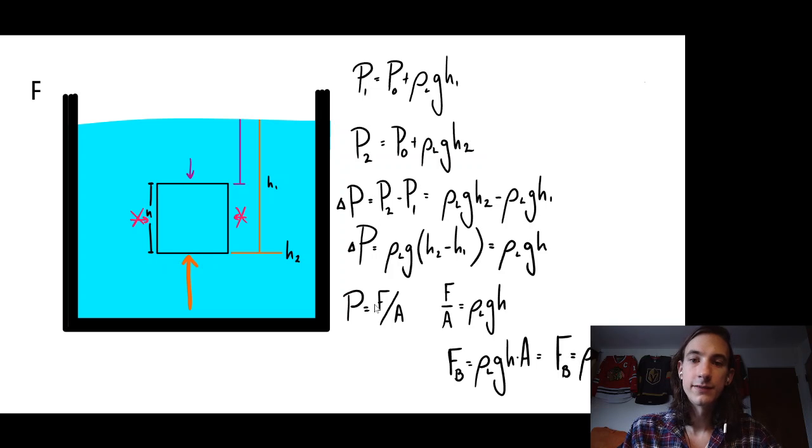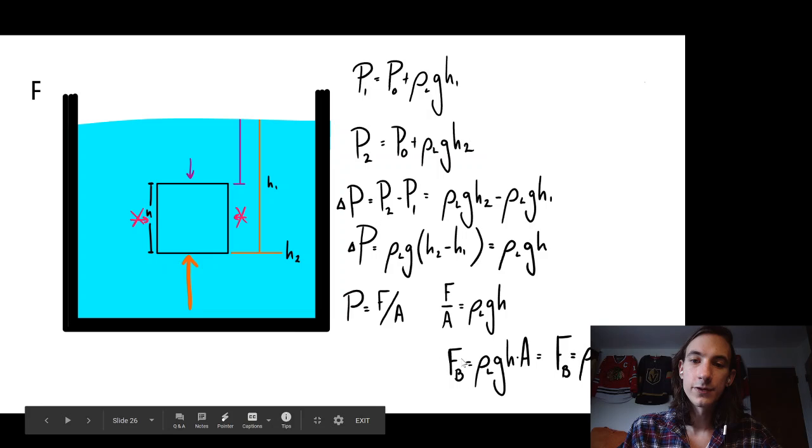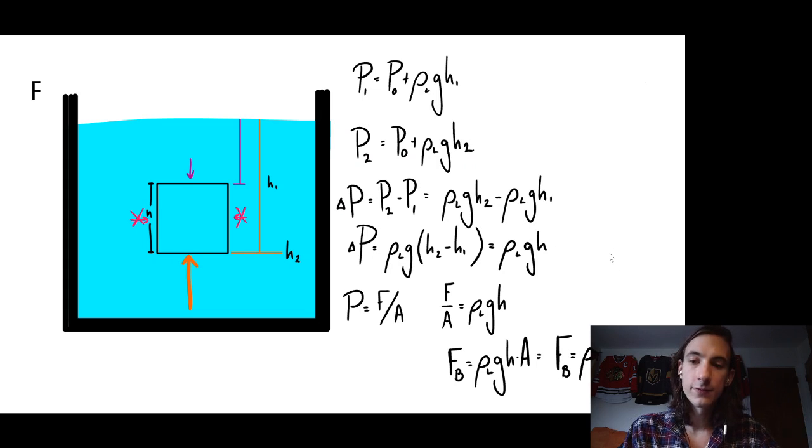And then we can redefine this a little bit. We said that pressure is force divided by area. So force over area is equal to the density of our liquid times g times h. And then if we rearrange that a little bit, A times h is just equal to the volume of that cube. So the force that's applied because of this pressure difference, this buoyant force, is equal to the density of our liquid times g times h times A, which is just the volume of our cube. So we have this equation for buoyancy.